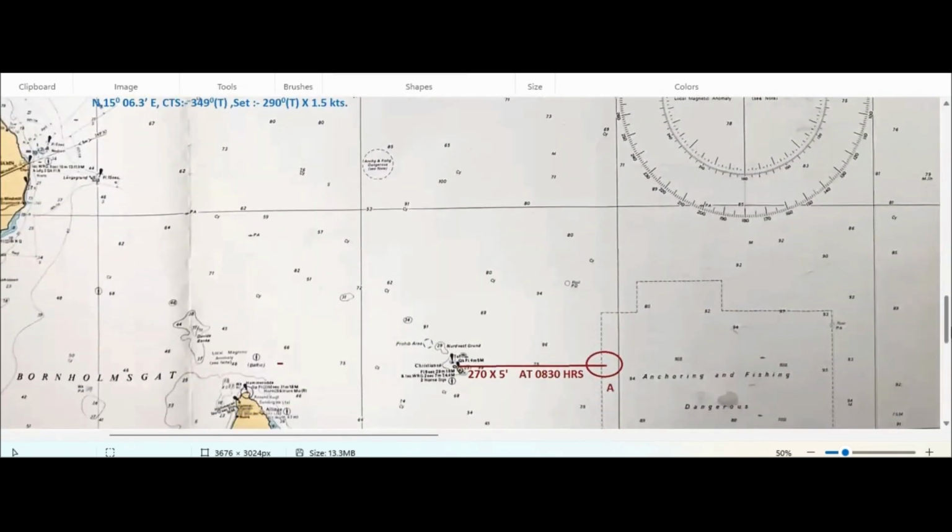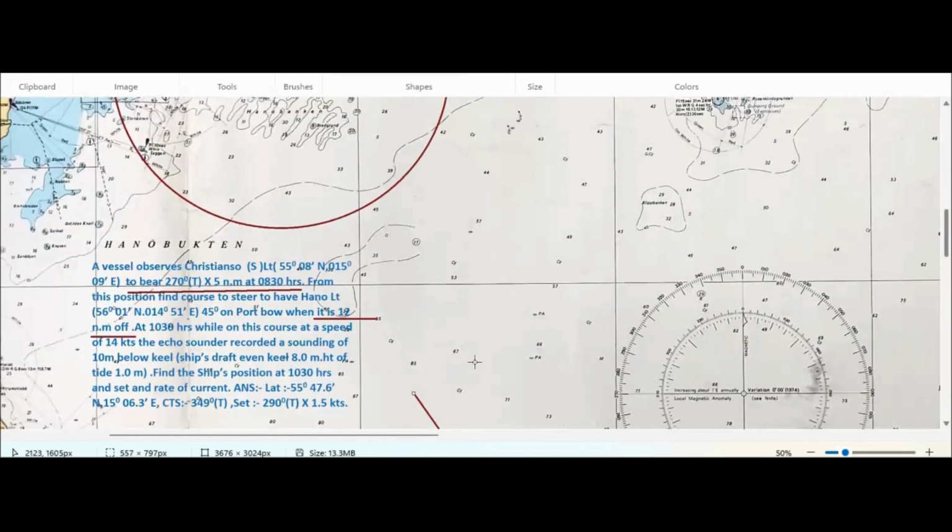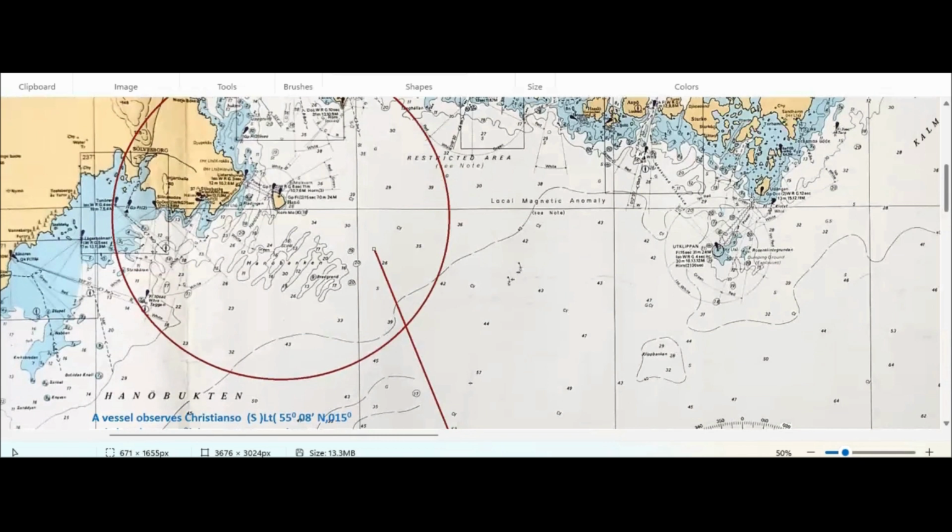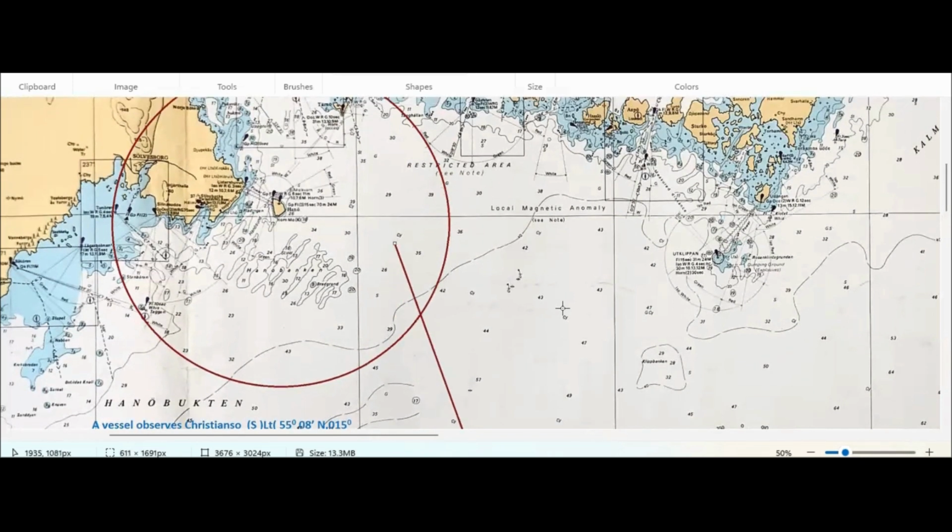Now I can draw many courses from A. Suppose I am drawing a line like this, one course. There is no guarantee that this angle will be 45. In the question, it is mentioned that when the vessel is 12 miles off, at the same time the lighthouse should be 45 degrees on port bow. If I draw any line, there is no guarantee that this angle will be 45. I have to fulfill this, this angle also has to be 45.